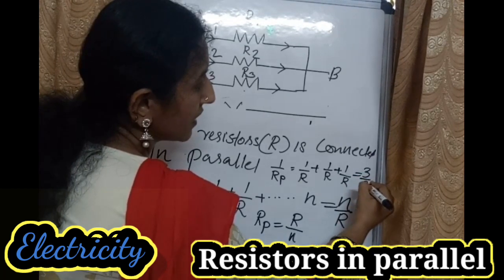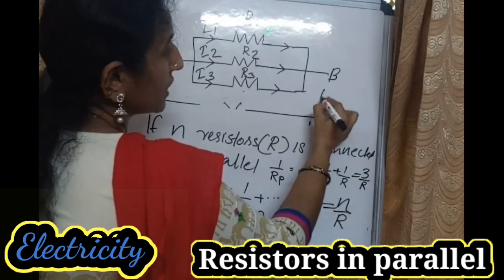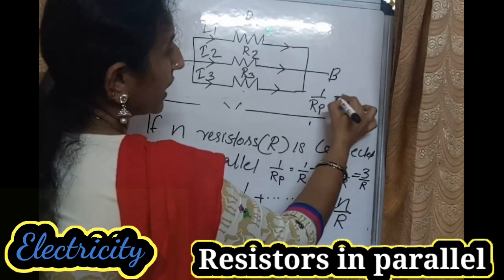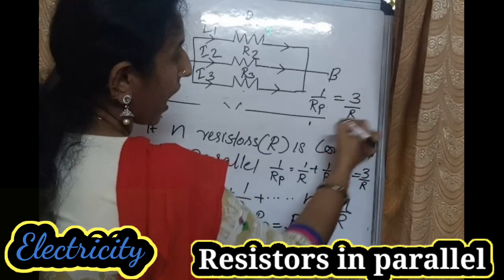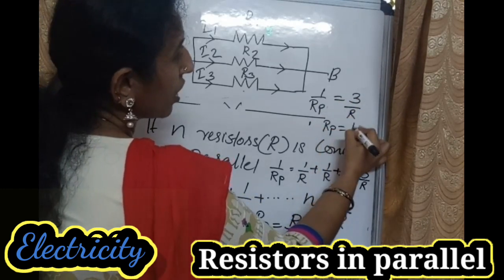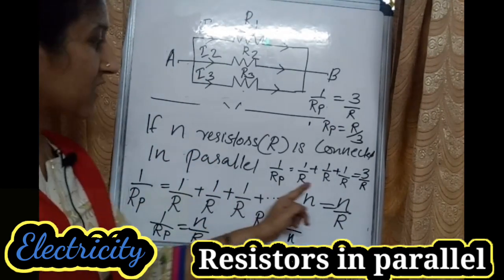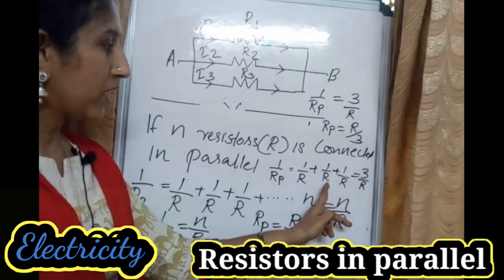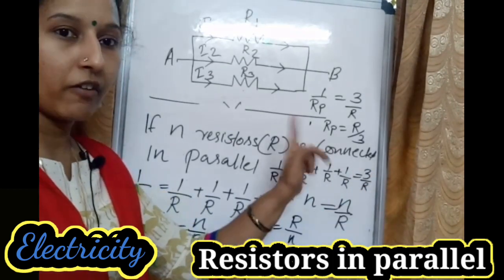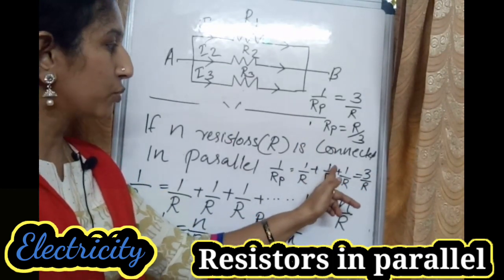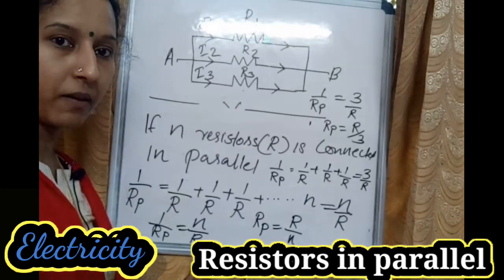So the resistance is equal to 3/R, which means 1/Rp equals 3/R, so Rp equals R/3. Got it? If 3 resistors are connected in parallel, the total resistance is R/3. 1 plus 1, 2, 2 plus 1, 3. That is n/R.